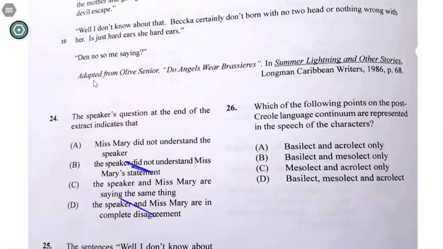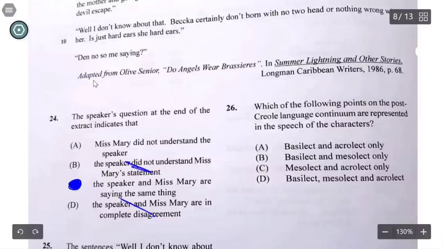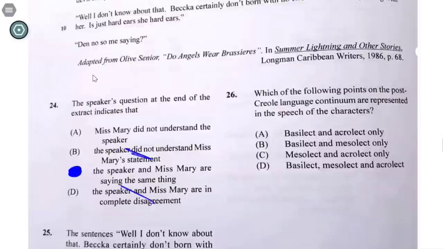That is showing that all the way the speaker just said to Miss Mary up there, so Miss Mary did not understand, and that is supported by the question, then, no, that me did I say. But this here, the question indicates that the speaker and Mrs. Mary are saying the same thing. I hope that was clear. Like, I just used that Uno reverse on you all. So I'd say C for that.